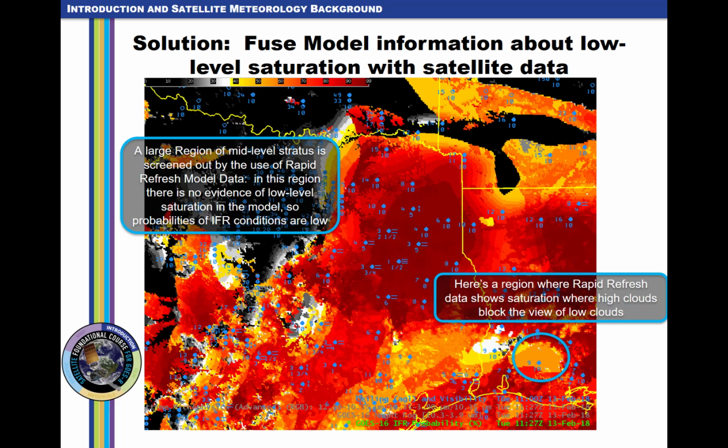Brightness temperature fields cannot detect low clouds in the presence of cirrus because the emissivity differences of low clouds aren't apparent to the satellite when cirrus clouds block the view. In those cases, an example of which is shown over Louisiana, model data can provide information about low-level saturation even when satellite data are incomplete and alert a forecaster to the potential presence of reduced visibility.